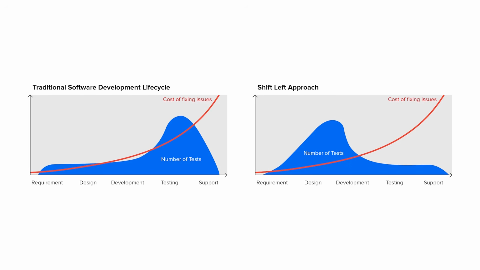This concept is known as shift left. It's an approach to software and system testing in which testing is performed earlier in the lifecycle, or in other words, shifted left in the project timeline.